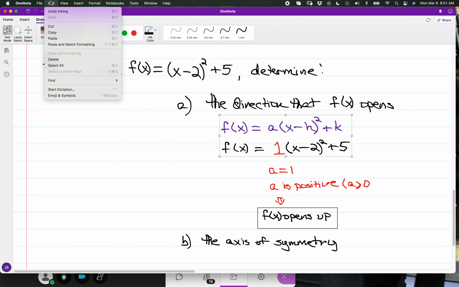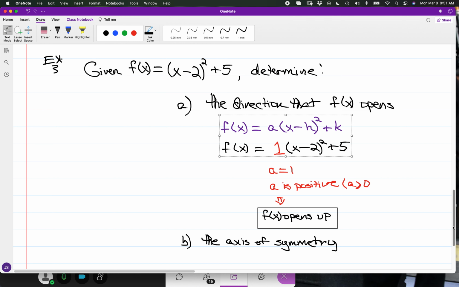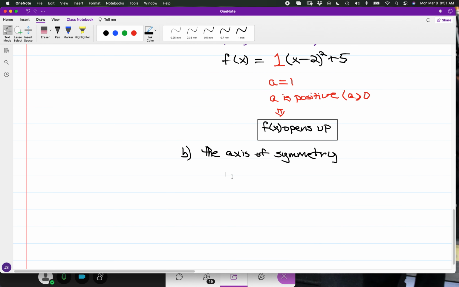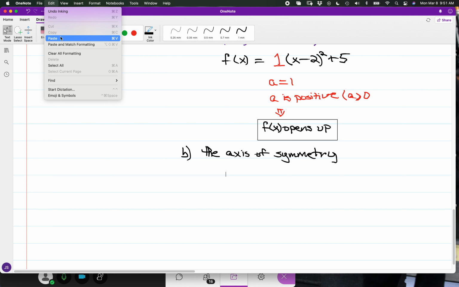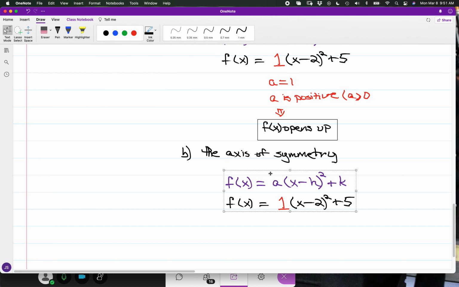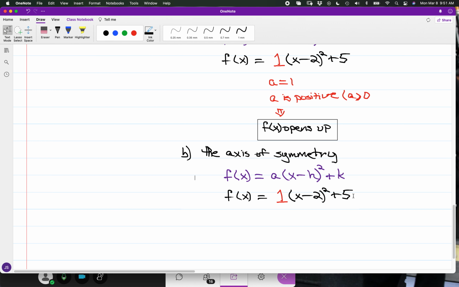I'll just copy this portion here. Going back to our equation. Okay, so we have, with the numbers here, the vertex form, and then we have, again, the quadratic function. Again, a is 1.